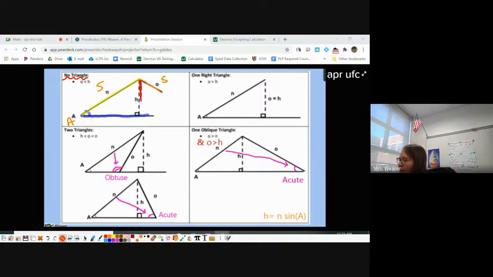Okay, the second option is that the opposite side is equal to the height. So if the opposite side is equal to the height, it falls right on top of the height. They're equal to each other, and that forms one right triangle.